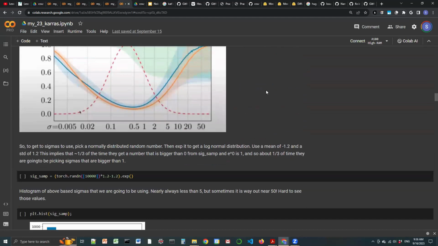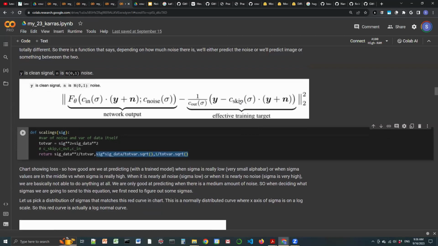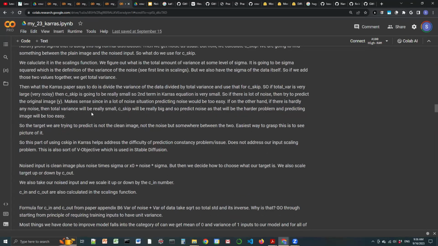So we are consistent with the choosing of the c_skip value based on the noise, and aligning that with this equation and what we want the network to be predicting. So that's how it works. And so the target we are trying to predict is not the clean image, not the noise, but somewhere between the two, depending on where we are in the process.